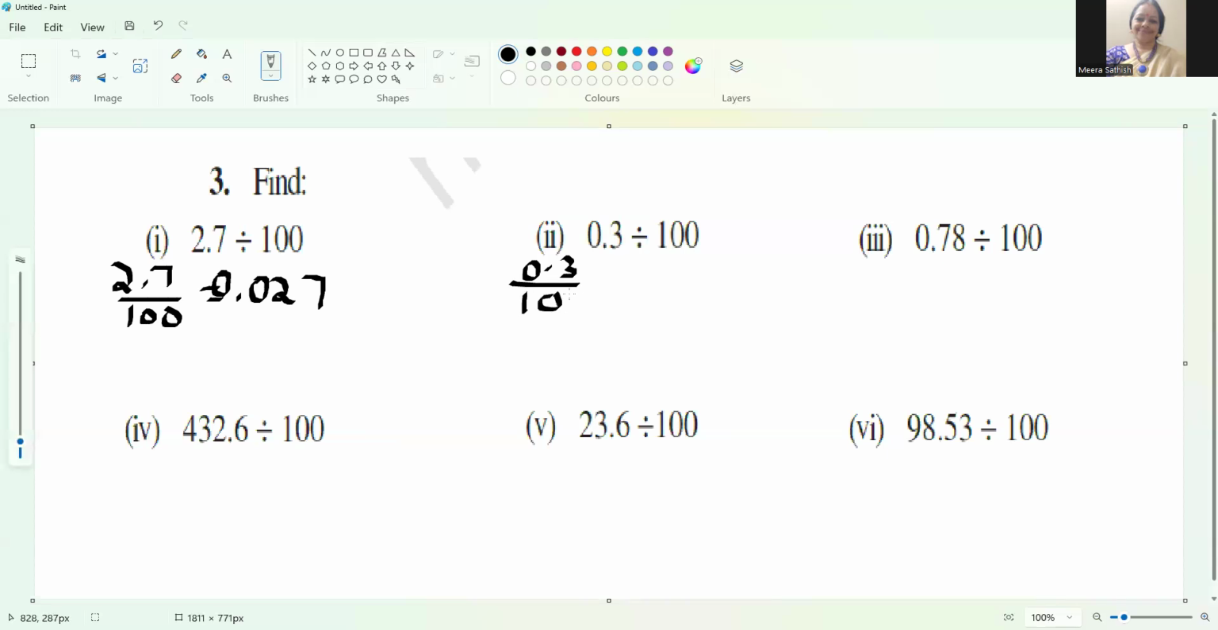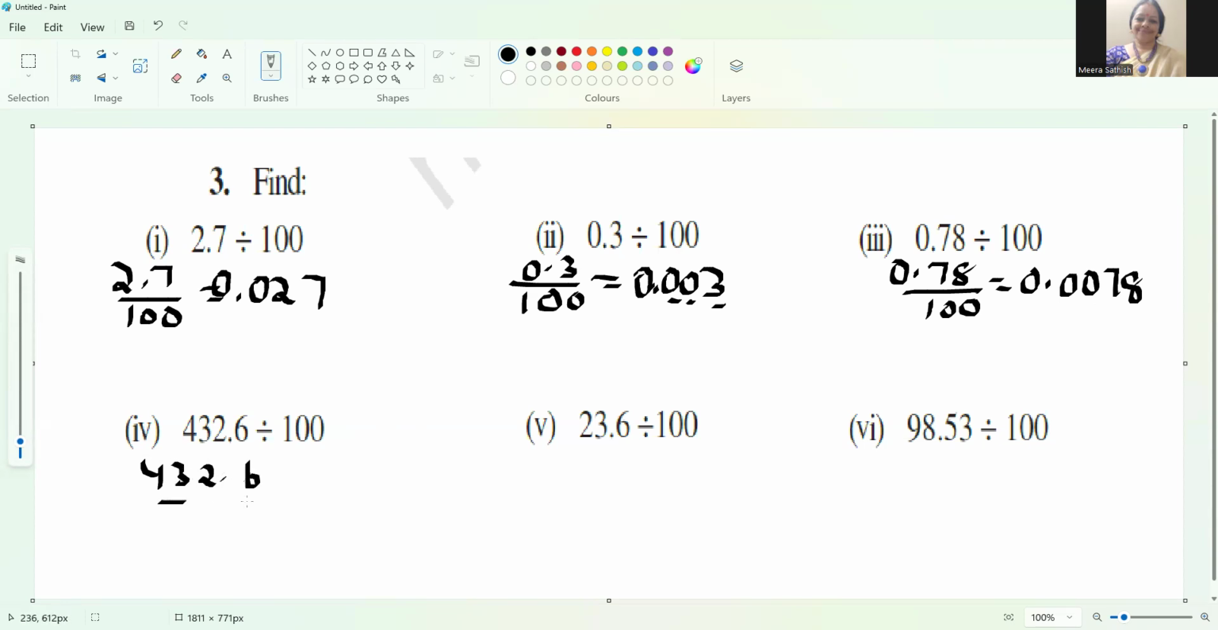0.3 by 100. So 1 decimal in the numerator, 2 zeros in the denominator, 1 plus 2, 3 decimal places total, only 1 digit here. So remaining, we need 3 decimal places, no? So 2 zeros you have to add here. So now total 3 decimal places we got. Now 0.78 by 100. So 2 decimal places in the numerator, 2 zeros in the denominator, 2 plus 2, 4 total. 4 decimal places should come, 0.0078.